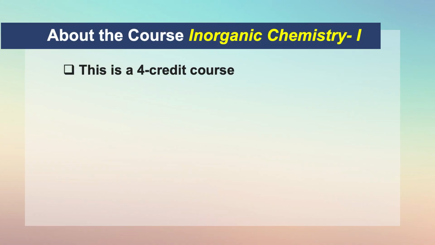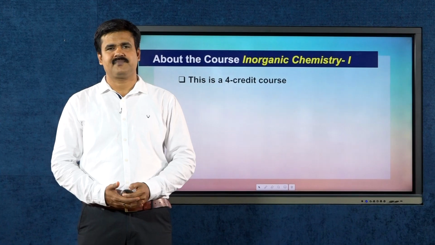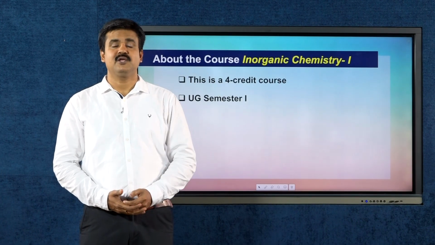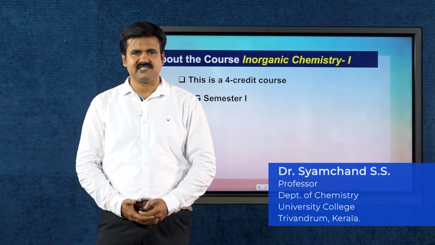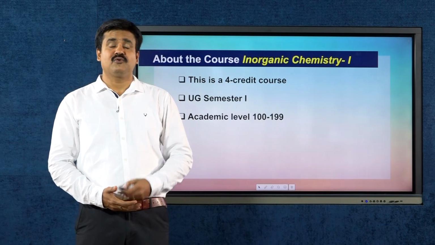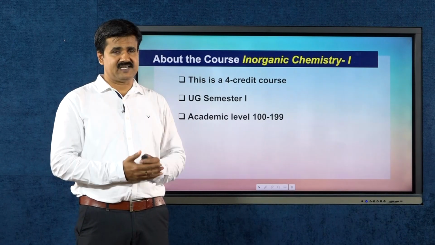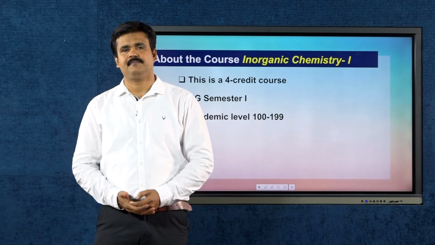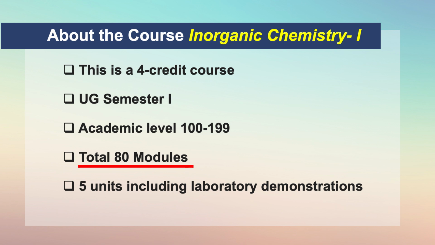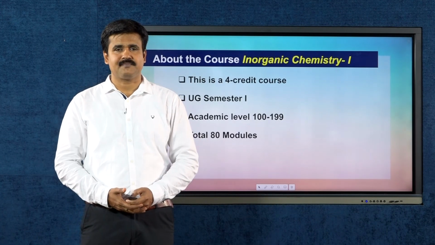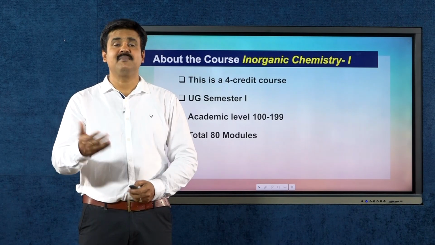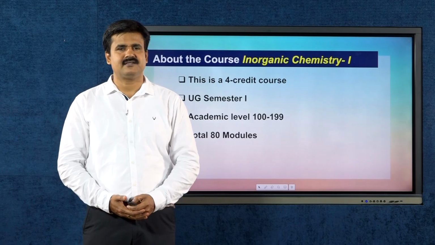The course name Inorganic Chemistry 1 is a 4-credit course, and this course is for UG first semester students, that is undergraduate first semester students. The academic level of the course ranges between 100 to 199. The entire course spans over 80 modules. That is, this course will be completed by 80 modules. These 80 modules include video sessions, live lab demonstrations, live classes, etc.